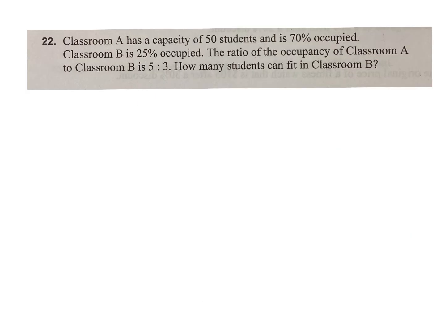All right, number 22. Classroom A has a capacity of 50 students and is 70% occupied. Classroom B is 25% occupied. The ratio of occupancy of classroom A to B is 5:3. How many students can fit in classroom B?